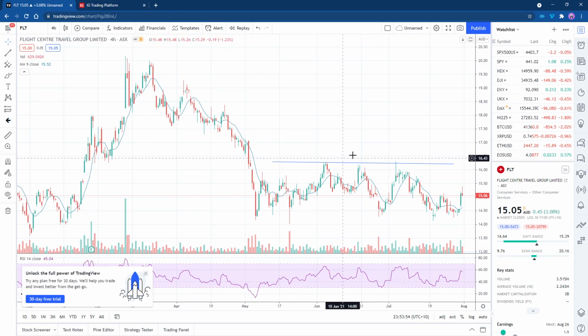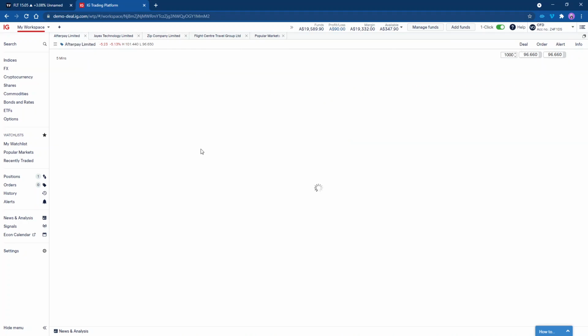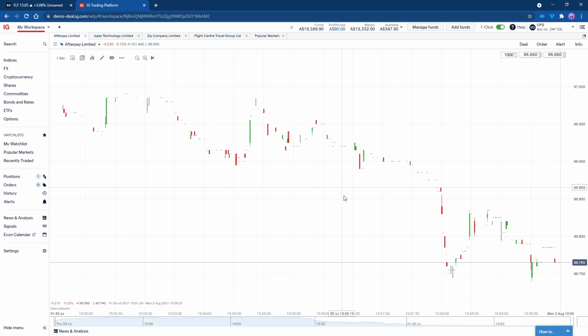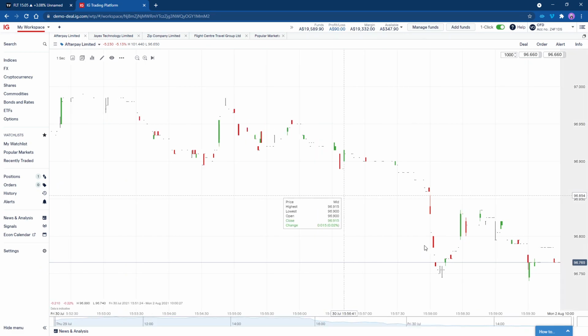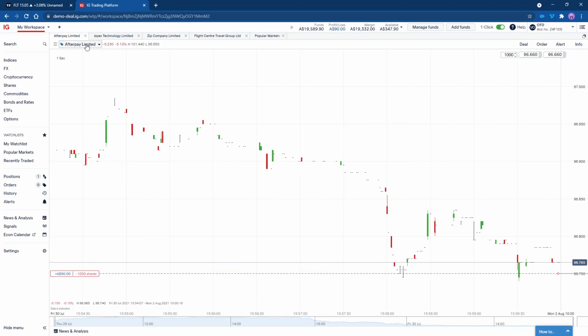I'll see if I can find another example. Actually, let's see here. APT may help, but that's basically your resistance, which means it's a 1-day chart.